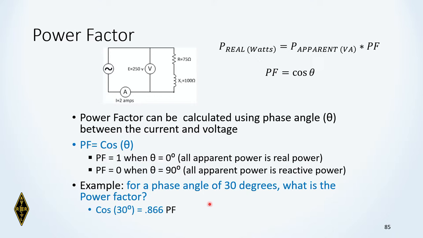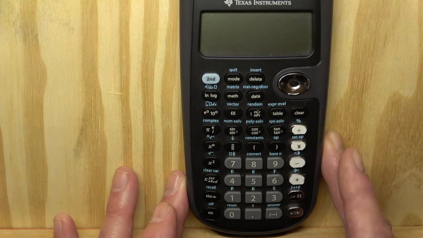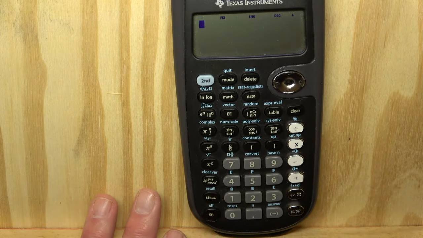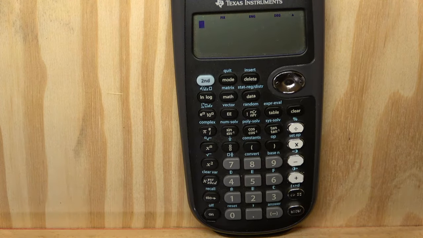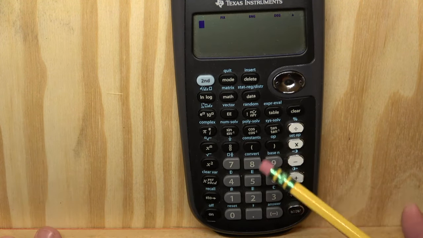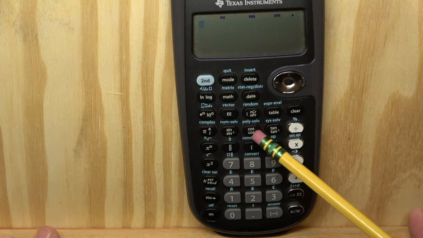So for a phase angle of 30 degrees, what is the power factor? Well, let's see if we can calculate that. It's going to be cosine 30. I'll go over to the calculator cam. Turn it on. Clear it. And the cosine key we haven't used yet, that's right here. You can see that's a multi-tap key. We want the first one.